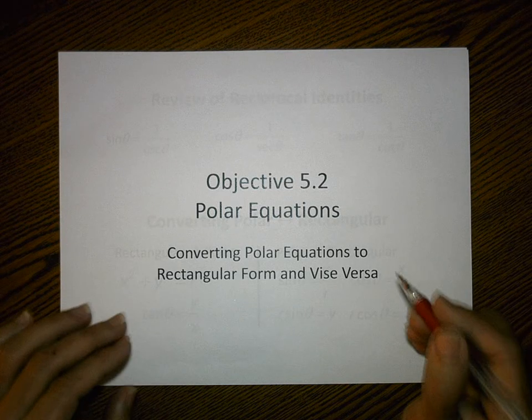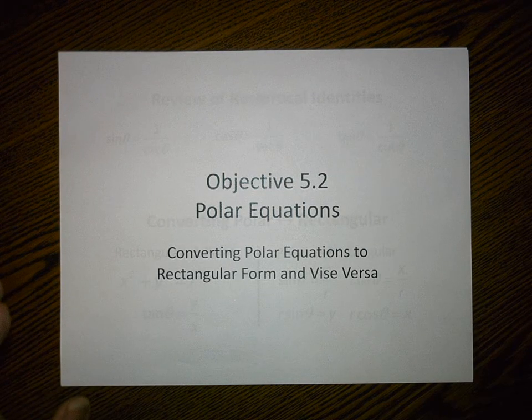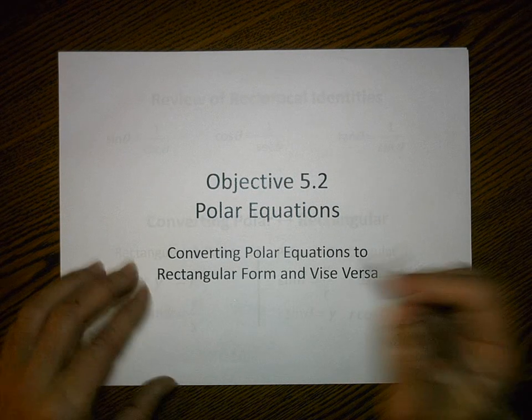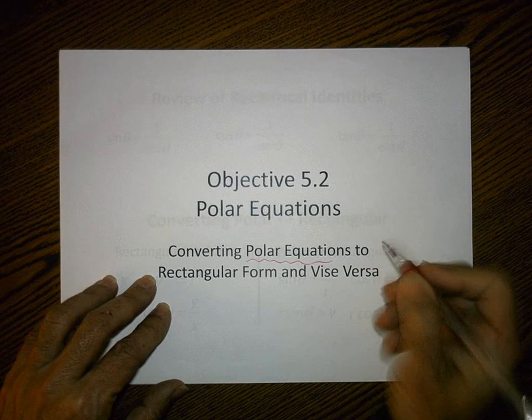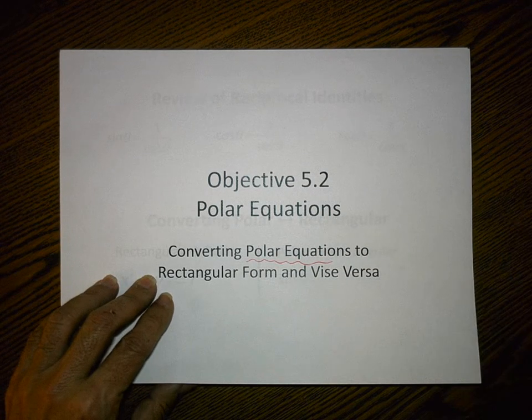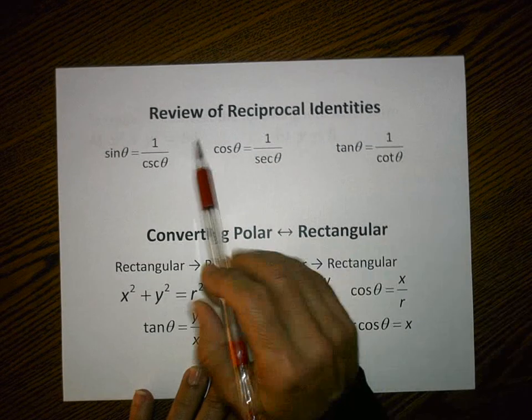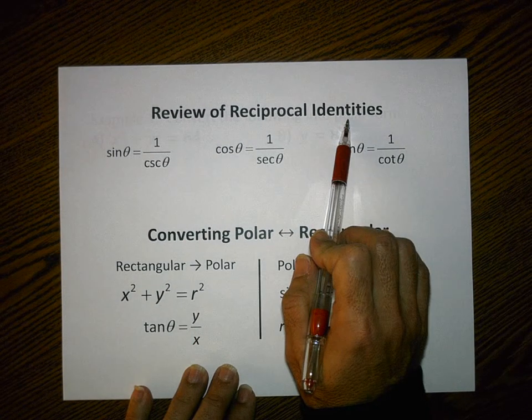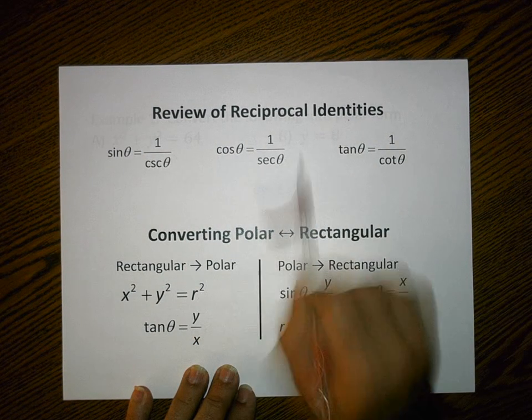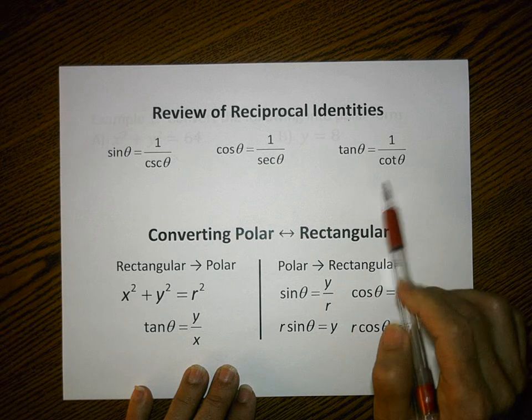We do know rectangular equations already, x equals something or y equals something. We need to understand polar equations, okay? So, first of all, the basic knowledge you need to have is the following. Reciprocal identities. This should be already memorized in your minds. This should not be new, okay?